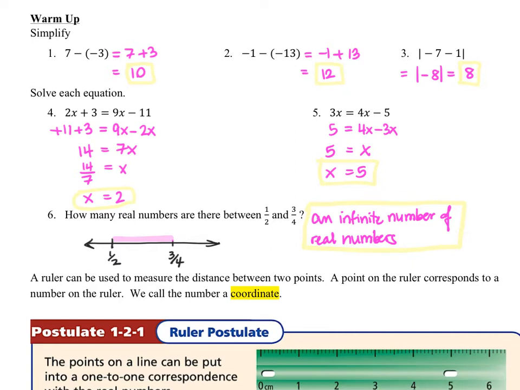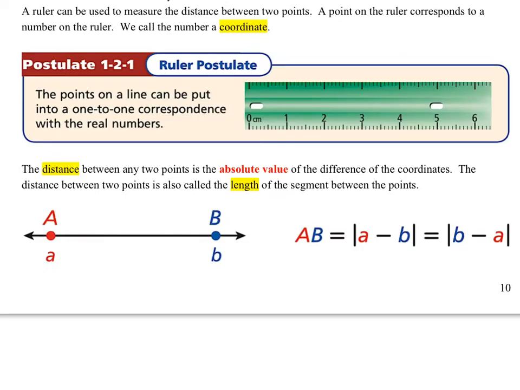All right, let's take a look at the ruler postulate. The points on a line can be put into one-to-one correspondence with the real numbers. What that actually means is if we have a segment that goes from 2 to 4, we can consider what the distance is, or the length of that, by finding the difference.